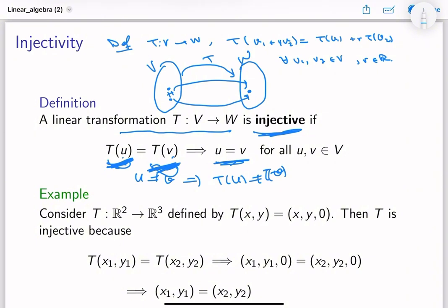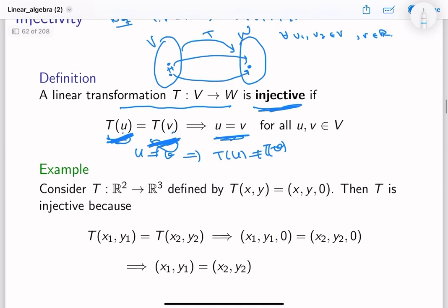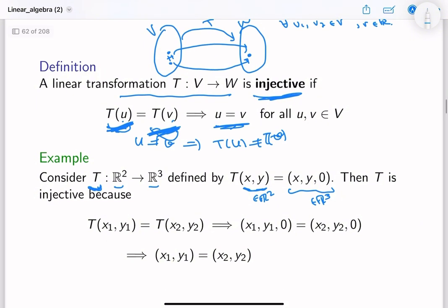Let me give you an example here just to make the definition clearer. We know that Euclidean spaces are vector spaces, so let's consider the linear transformation from R2 to R3 that takes a vector (x, y) in R2 to (x, y, 0). I'll leave it to you as an exercise; it's a fairly easy exercise to show that this T is actually a linear transformation.